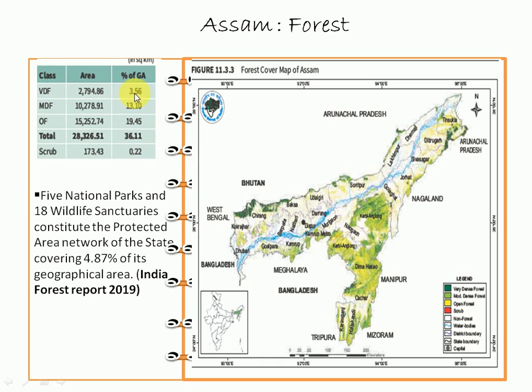Out of it, 3.56% is covered with very dense forest, 13% with moderately dense forest, and 19% with open forest. And scrub is very few, 0.22. So that's why it is not visible in this map. Very few.